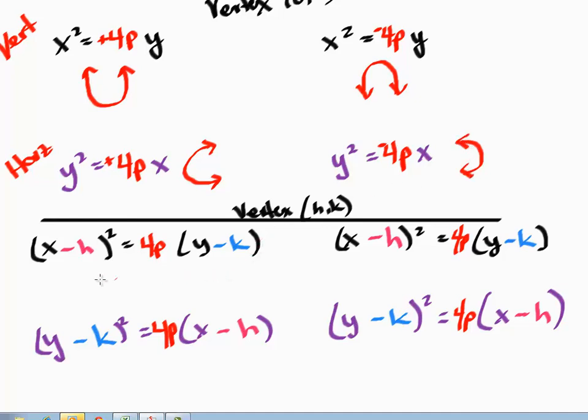Same way down here, except in this case, our vertex is (h, k), but we still have the generic. We look for 4p. If it's positive and we have y is equal to x squared, we're opening up. If we have a negative coefficient of our y is equal to x squared, we're opening down. If we have, in this case, x is equal to y squared, but our 4p is positive, we're going to be opening to the right. And x is equal to y squared, and 4p is negative, this is going to be opening to the left. That is one of the biggest things you must understand about graphing of parabolas.